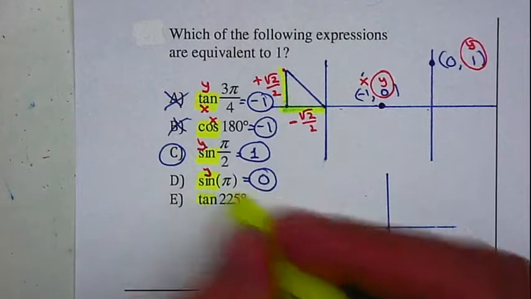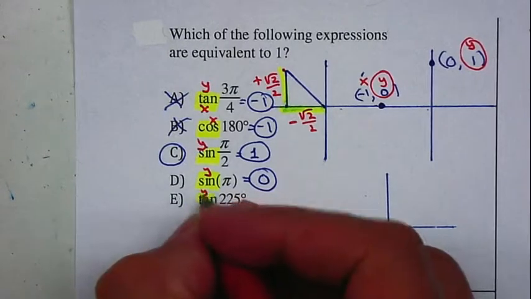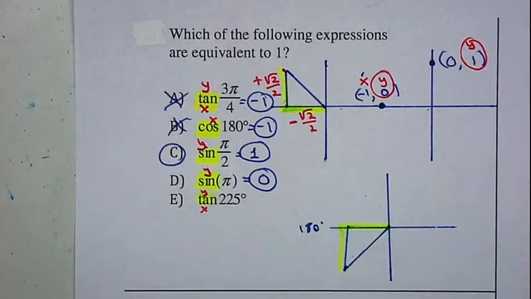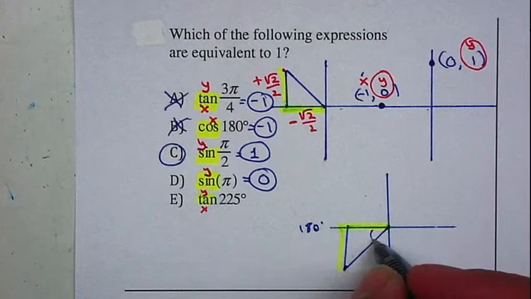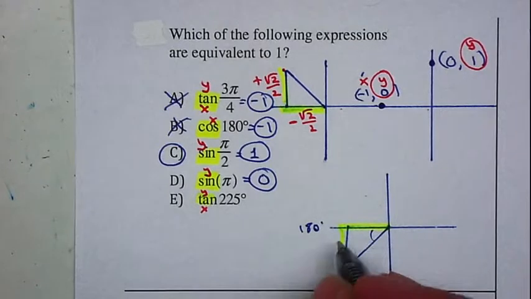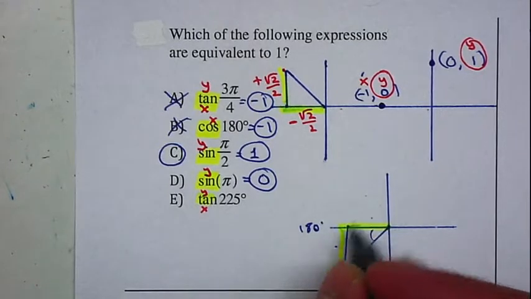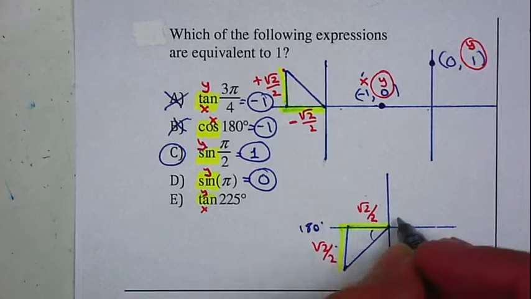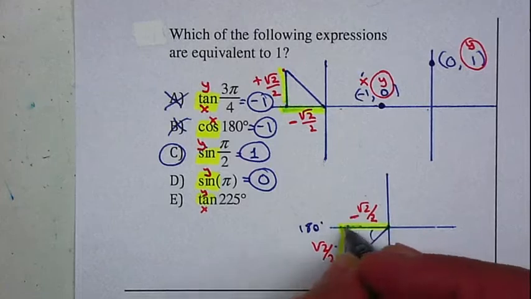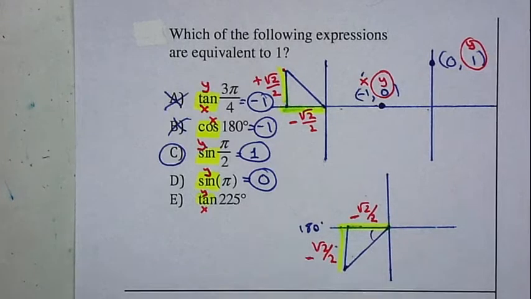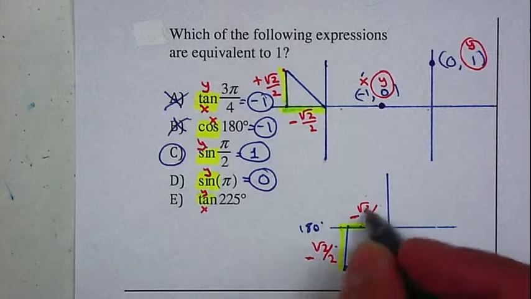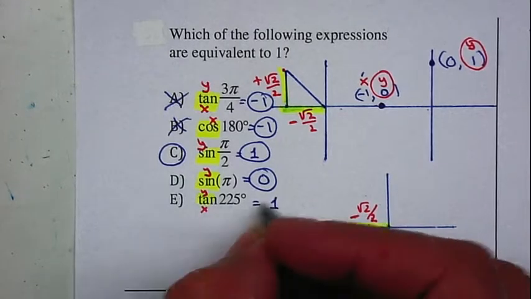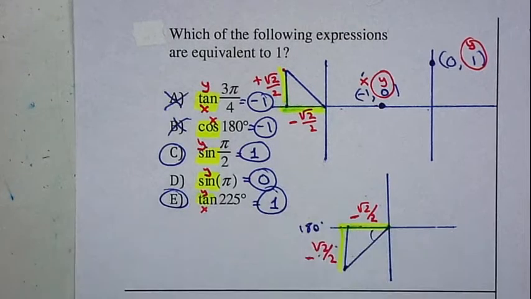And your tangent is your y over your x. Now remember that this is a 45 degree angle. Your reference angle is 45 degrees. So therefore both sides are congruent. They both are square root of 2 over 2. This is negative because it's going to the left, and that one's also negative because it's going down. And whenever you divide the y over the x, because they're exactly the same, it will be 1. And negative divided by negative will be positive 1. So therefore, E is also an answer.